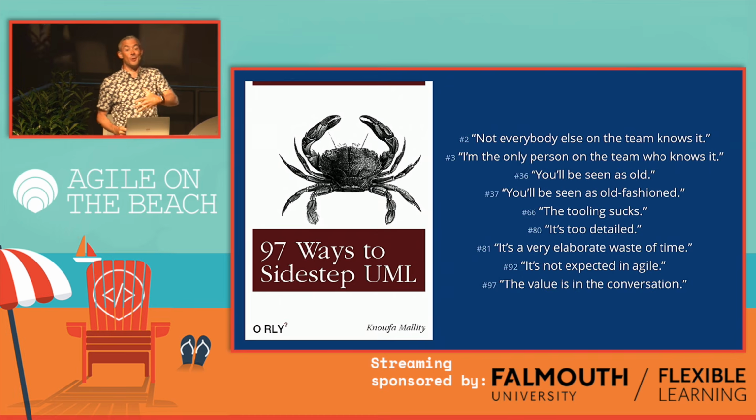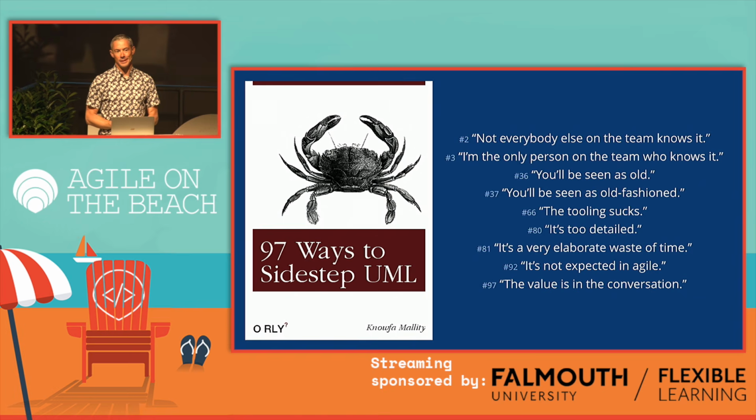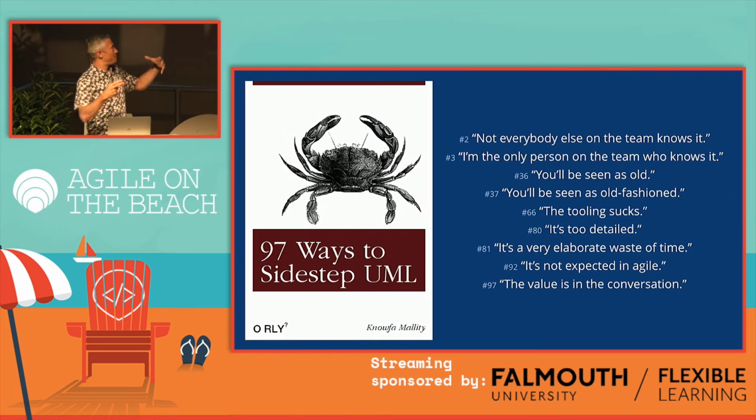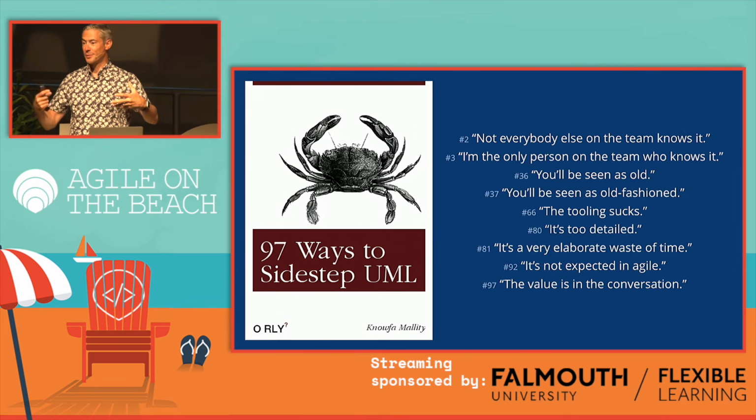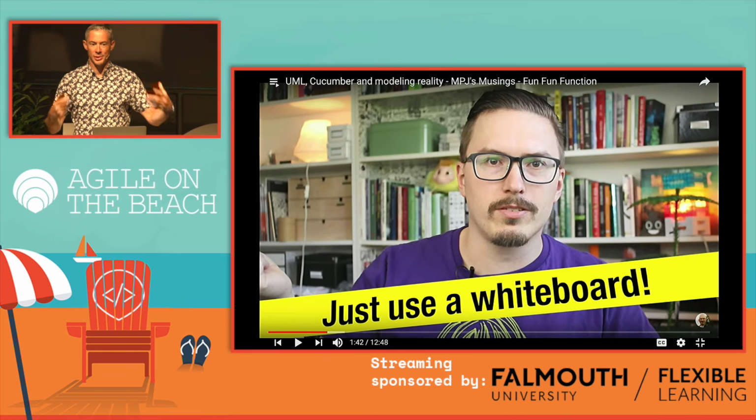You know, you'll be seen as old-fashioned if you use UML. It's not expected in Agile. The value is in the conversation. And, you know, since we've been doing the Agile thing, we've perpetuated lots of these myths and lots of these excuses for not using UML. And, of course, one of the recommendations for drawing architecture diagrams to explain your software to other people is to just use a whiteboard.